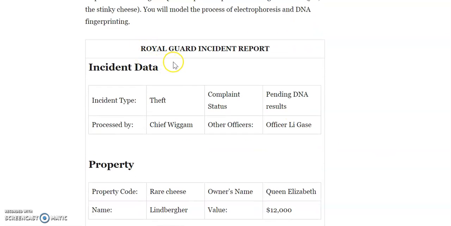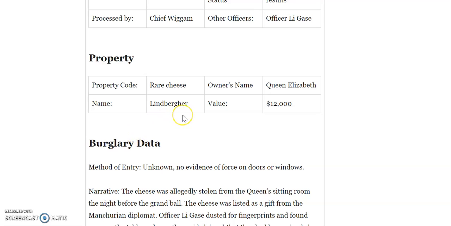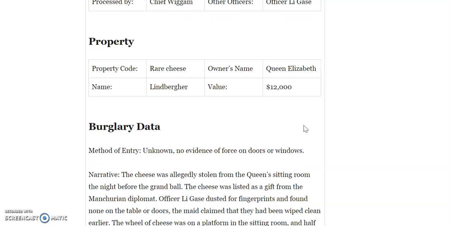So here's our Royal Guard incident report. We had a Royal Guard who must have been a witness to the crime, and so they give us some data. Our incident type is theft. They ate cheese that wasn't theirs, and it was processed by Chief Wigman. That is our Royal Guard. And we are pending DNA results. We don't know who ate the cheese yet, and our other officer is Officer Lee Gaze. The property code: rare cheese, Lindenberg cheese. The owner was Queen Elizabeth, and the cheese was valued at $12,000. That is some expensive cheese. We're going to figure out who stole this cheese.